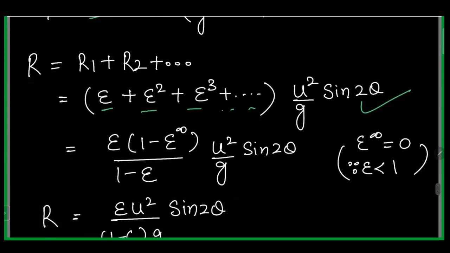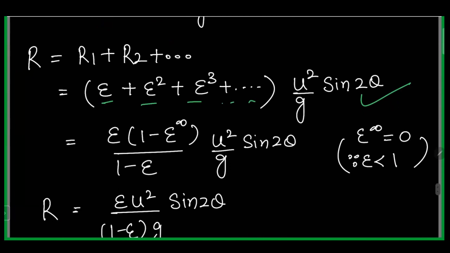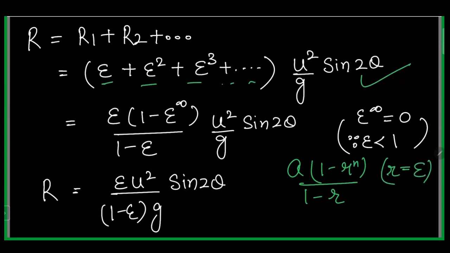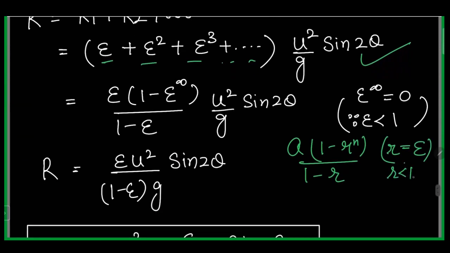Fine. Now this is your GP series. What is the formula for summation of GP series? A times 1 minus r raised to n divided by 1 minus r. And what is your r? R is the common ratio which is epsilon. So if your r is less than 1, then r raised to infinity is 0. Epsilon is less than 1. Epsilon can never be greater than 1. It will always be less than 1.